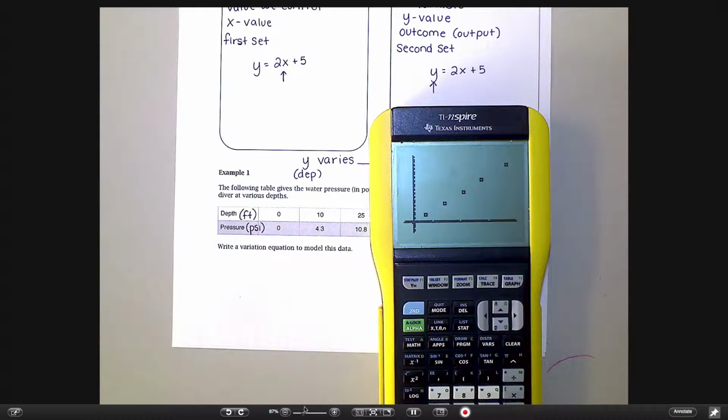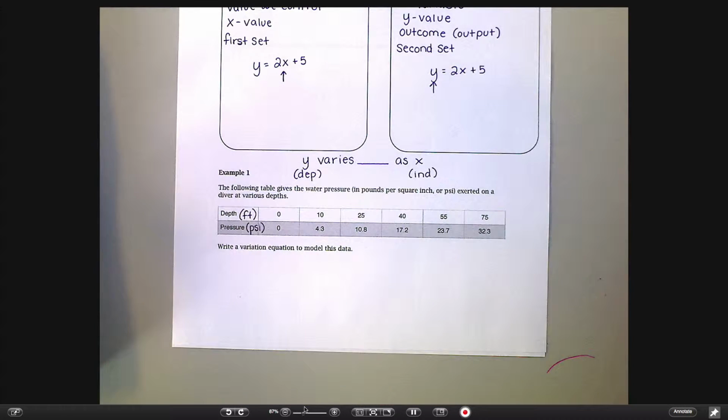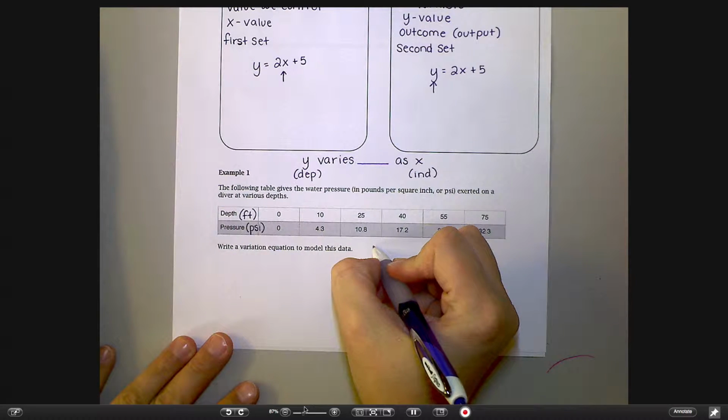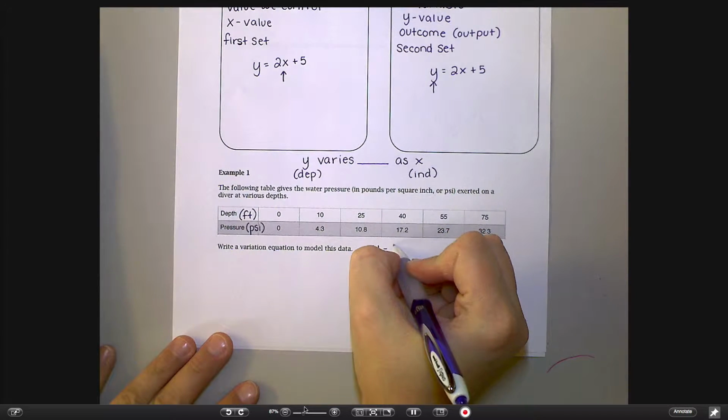All right, so the purpose of doing that was to see what kind of graph this is. What kind of graph is this? Linear. It's linear, which means it's what kind of variation? Direct. Just plain old direct, right? Okay, so now I'm going to go back and do some real math here. I know it's direct variation now, so I'm going to say it's y equals k times x.